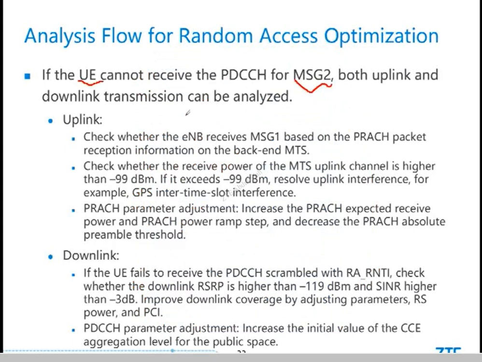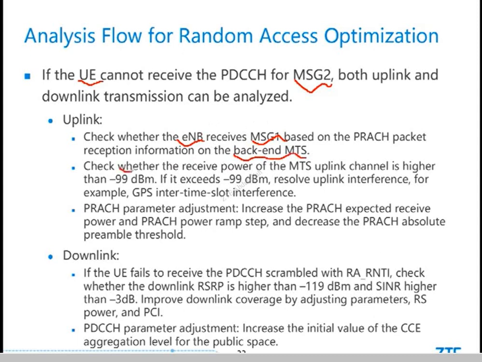Before we analyze whether the UE received message 2, we need to check whether the eNodeB received message 1, right? Message 1, do you remember we send a preamble? We send a preamble to the eNodeB. Does the eNodeB receive it? If not, what do we need to consider? This we can also check from the back end on the eNodeB side.